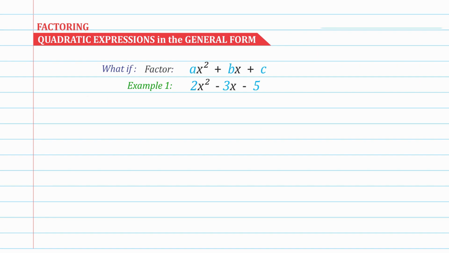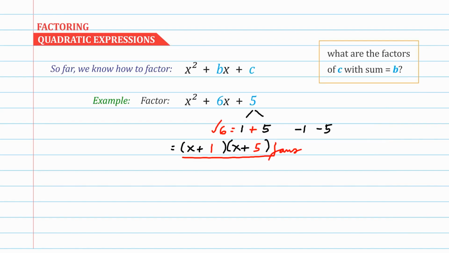What if we now have a more general trinomial where the leading coefficient is not equal to 1? For example, we are asked to factor 2x² minus 3x minus 5. What will be the effect of 2 here as the leading coefficient? Let's go back to the previous question. Actually, the reason why we put x automatically as the first terms of the 2 factors is because x here and x here are the only factors of x². So they are the factors of the first term, x², in the trinomial.